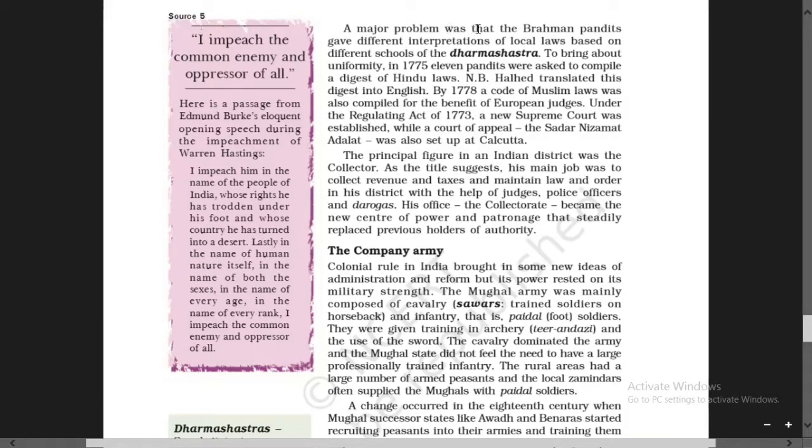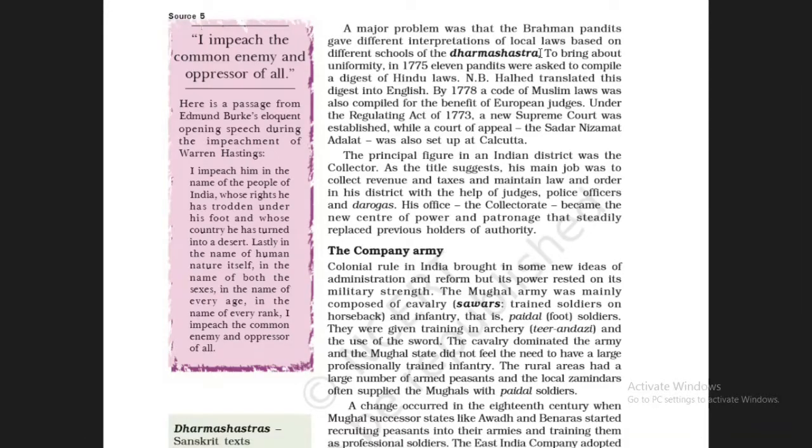A major problem was that the Brahman Pandits gave different interpretations of local laws based on different schools of Dharma Shastra. So there was a major problem. The Brahman Pandits, so Brahmin learned persons, gave different interpretations. Interpretations means explaining the meaning of local laws. It was based on different schools of the Dharma Shastra, which was based on religion.